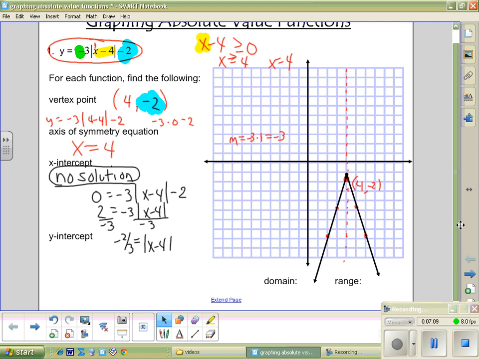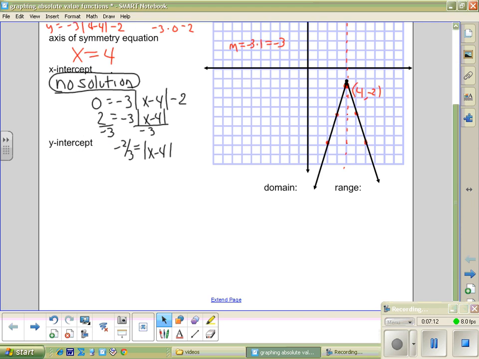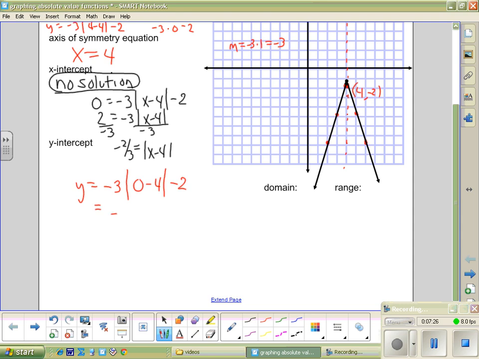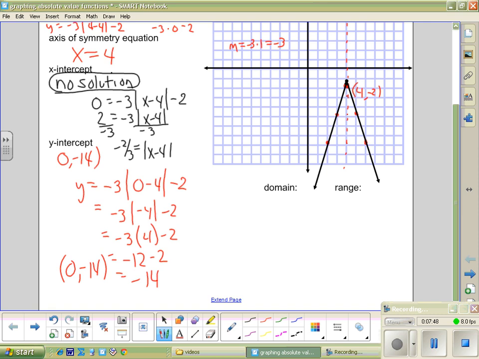The y-intercept is a lot easier to calculate than the x-intercept, because in this case it's just the x value that is equal to 0. So I'll go back to my original equation and put in y equals -3 times the absolute value of 0 minus 4, minus 2. That's -3 times 4, minus 2, which becomes -12 minus 2, so the y-intercept is at -14. The ordered pair would be 0, -14. If I want to find the y-intercept, you have to write it as an ordered pair, 0, -14.